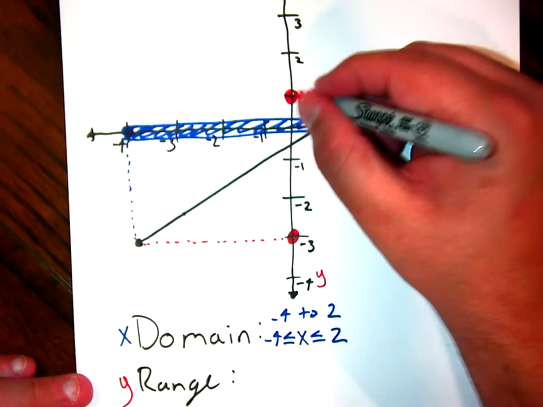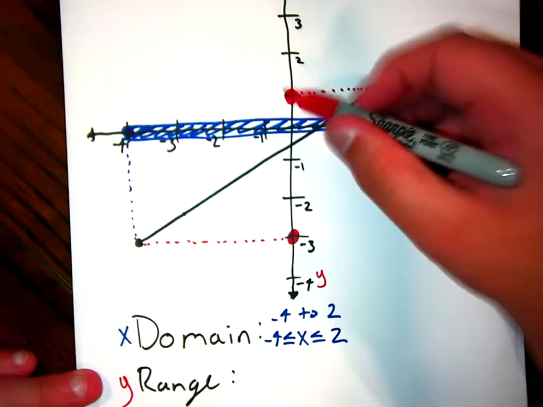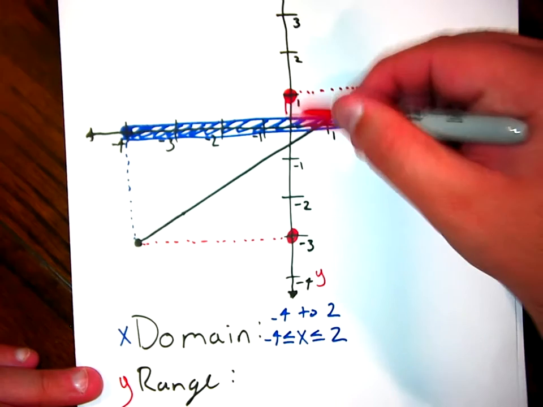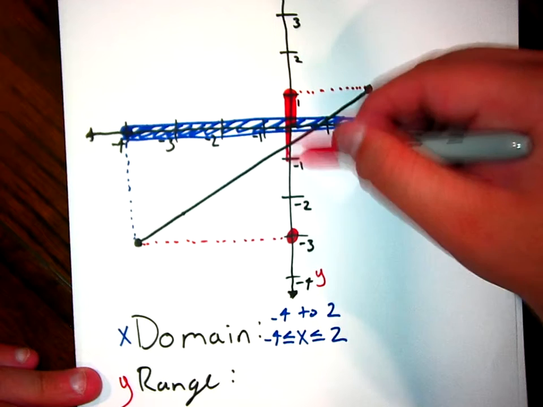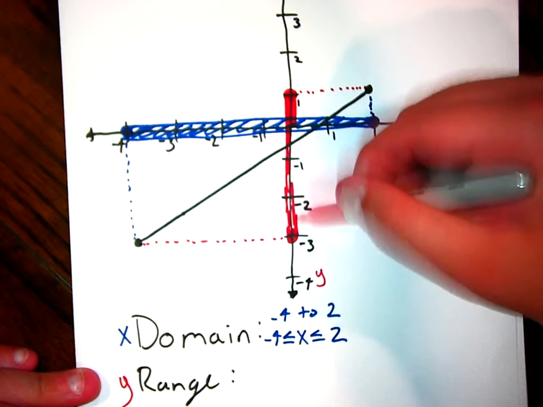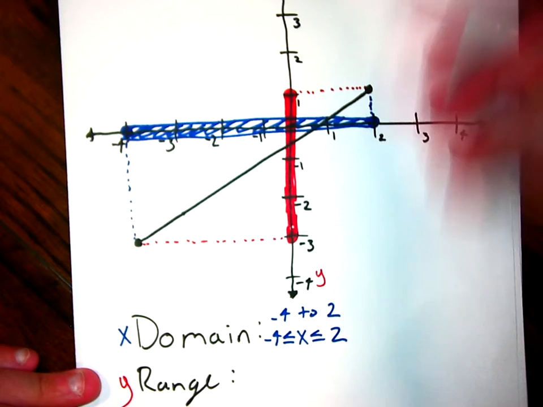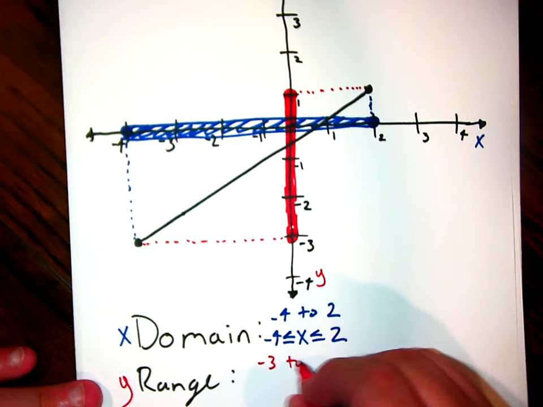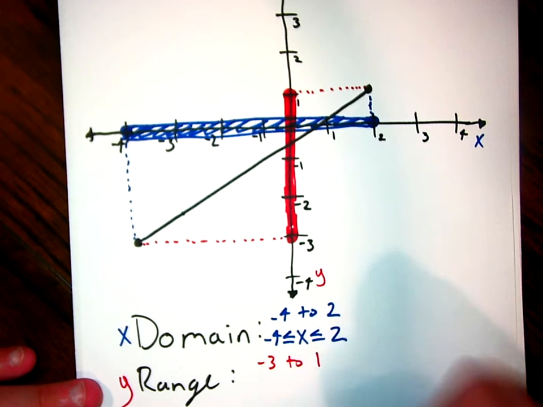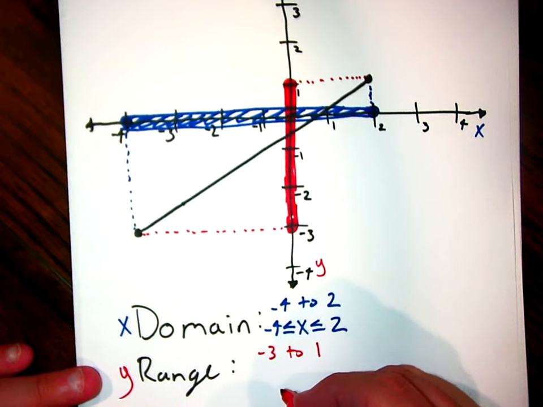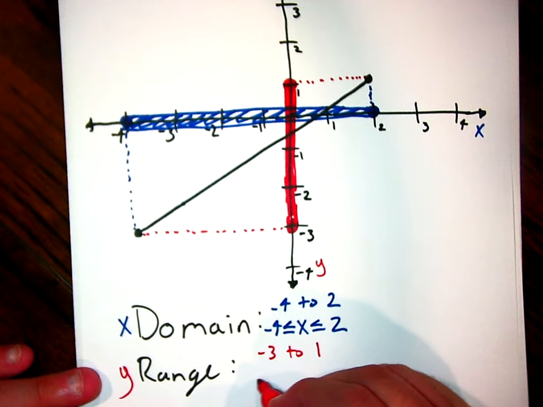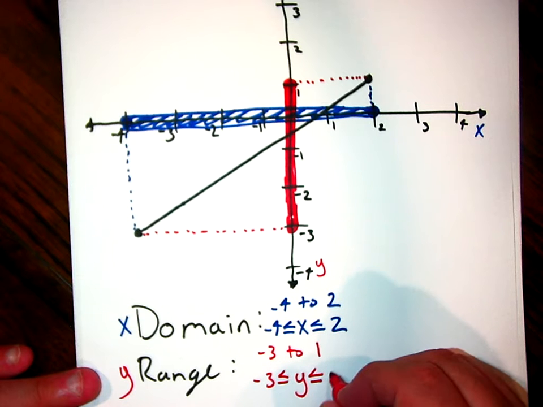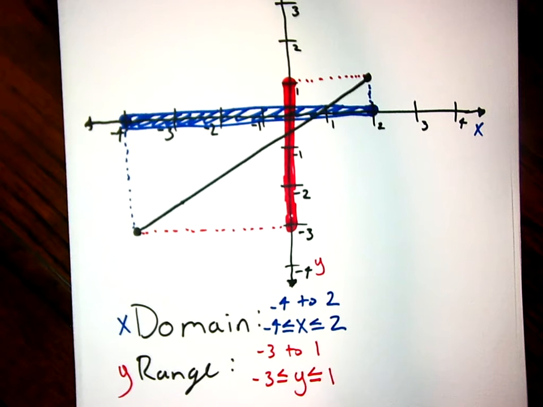value 1. Okay, so because again this is a line, a continuous function, and not points, but a whole line, it's everything in between there, everything. So my range is going to be from -3 to +1. Or the specific denotation is going to be -3 less than or equal to y less than or equal to 1. Okay, and there's the range of that function.